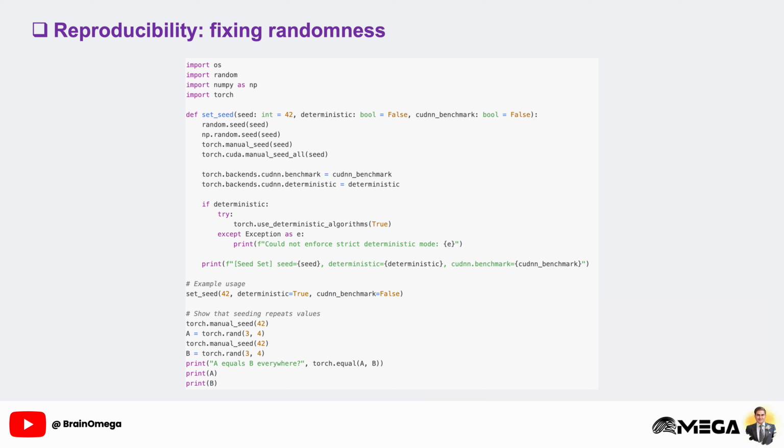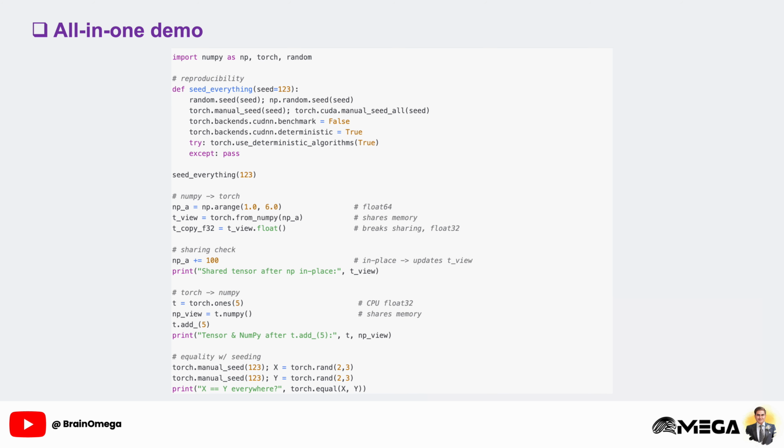PyTorch also gives us deterministic mode, which forces certain operations to run the same way every time, although it can slow things down. To wrap everything up, here's a single cell that demonstrates all the key points: reproducibility, converting between NumPy and PyTorch, memory sharing behavior, and seeding randomness for repeatability. This is the kind of cell I keep at the top of a notebook when I want predictable results every time I run it.